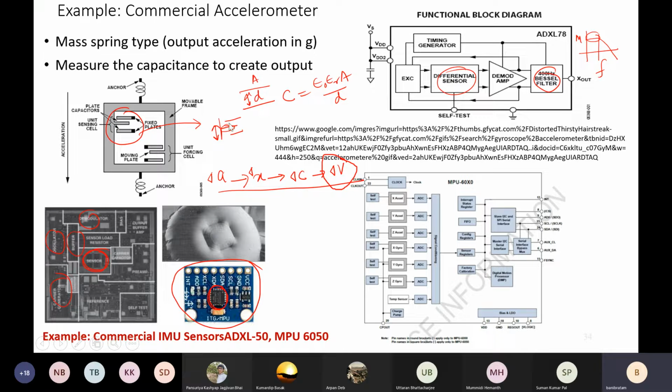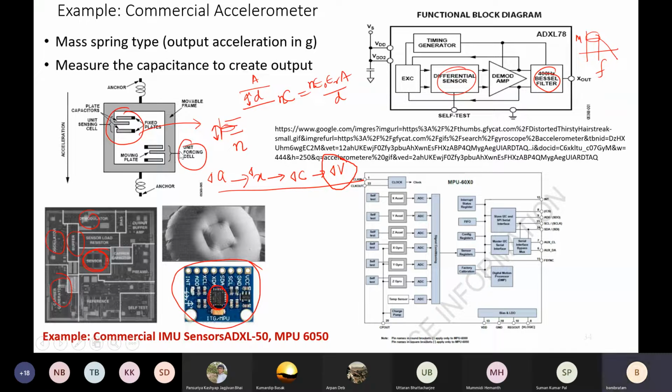Similar to that, you have n number of cells, to increase the overall sensitivity, like the capacitance change will be multiplied by n. Now, what about this forcing cell? Forcing cell means when we want to use the sensor in closed loop, then the role of the forcing cell will come into the picture.